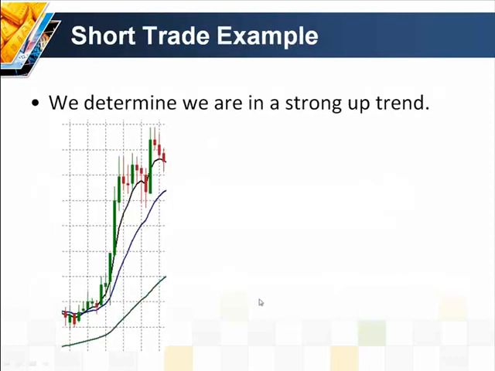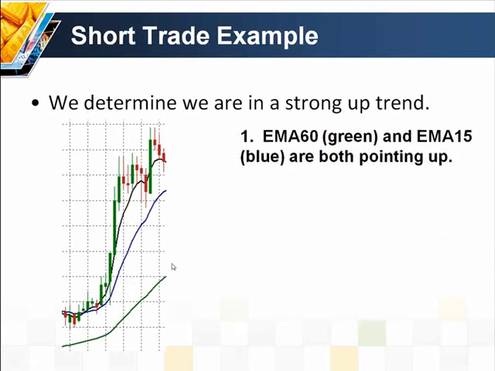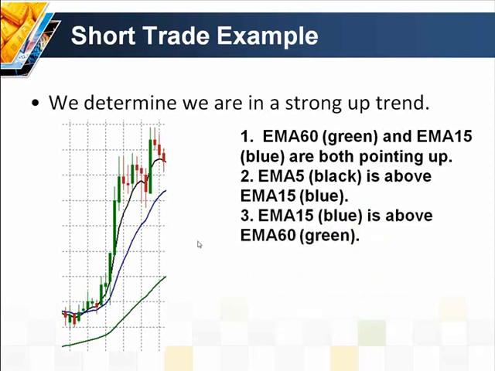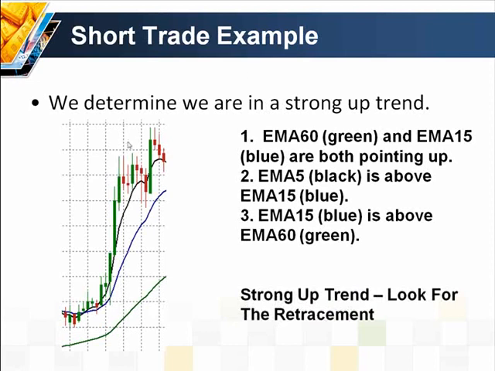So let's look at an example here, and then we'll go to the charts and take a look at a couple of examples there. We first determine we are in a strong uptrend. We do this by taking a look at the chart. The EMA 60 and the EMA 15, which are the green line and the blue line respectively, are both pointing up. We then ensure that the EMA 5, the black line, is above the EMA 15, the blue line. And finally, we ensure that the EMA 15 is above the EMA 60. At that point, we determine we are in a strong uptrend.